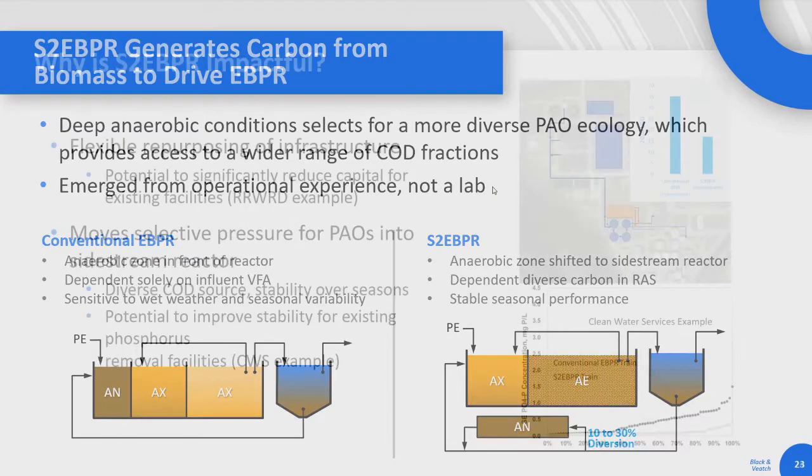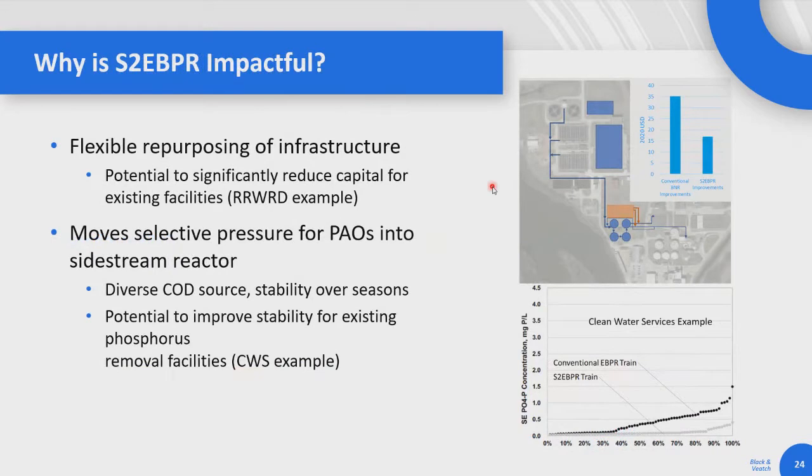So why is this impactful? Why is moving to the side stream impactful? So one part of it is it gives a lot of flexibility for repurposing of infrastructure. There's a lot of facilities out there that have unused tankage, but that tankage maybe isn't in the process flow diagram, where you can have all the influent and RAS come into that tank and turn it into an anaerobic zone to get that conventional BioP configuration.